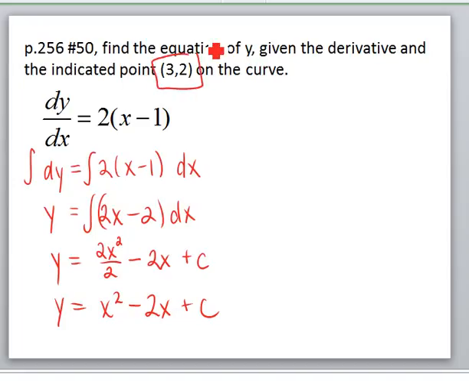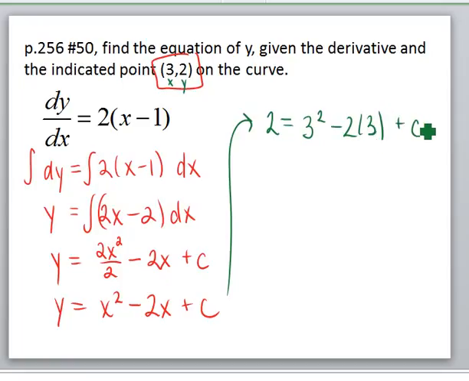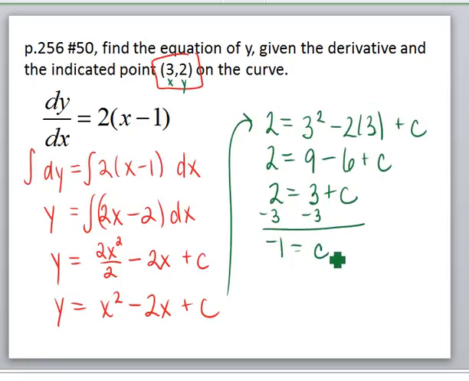Now we still need to use this information. That's what's going to allow me to figure out c. So we know that this is x and this is y on the function itself. If I plug 2 in for y and I plug 3 in for x, I will be able to solve for c. I'll have 2 equals 9 minus 6 plus c. 2 equals 3 plus c. I'll subtract 3 from both sides. I get negative 1 as my c value. So my final solution ends up being y equals x squared minus 2x minus 1.